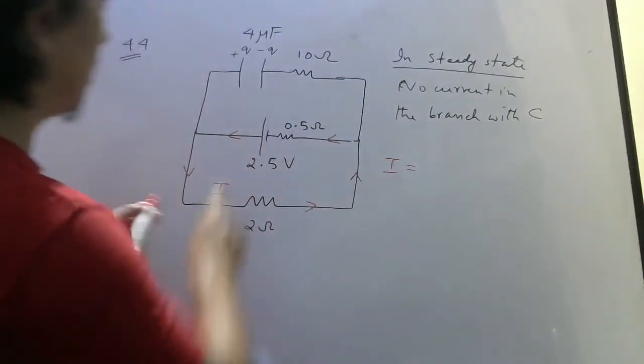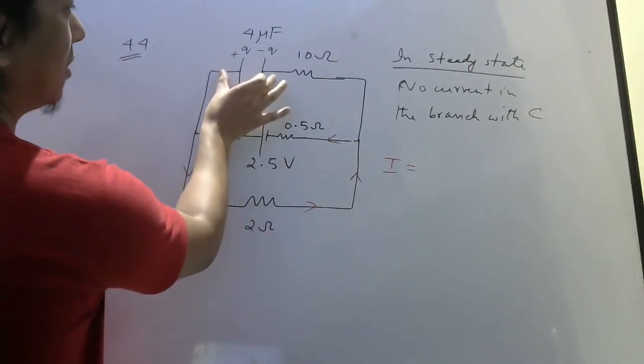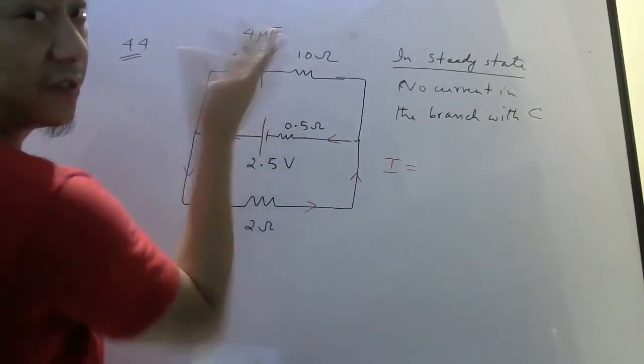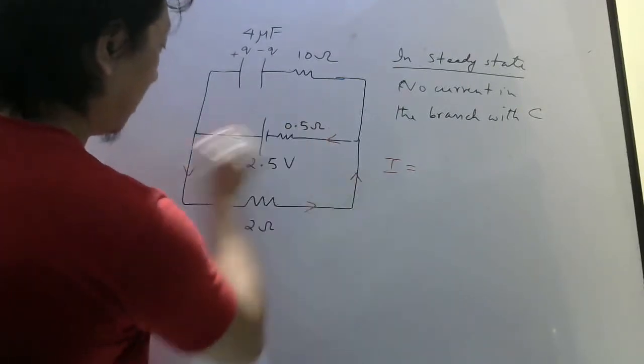Because they want energy stored. So we need to find the voltage here. Voltage, that's it. So first let us find the current here.